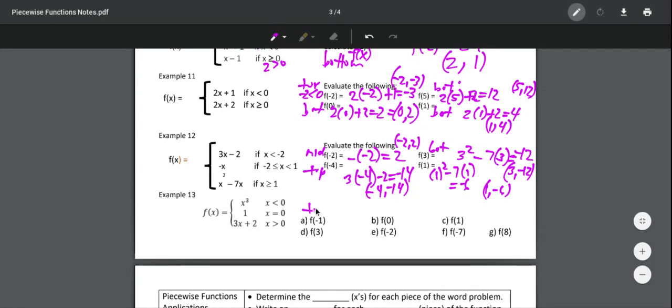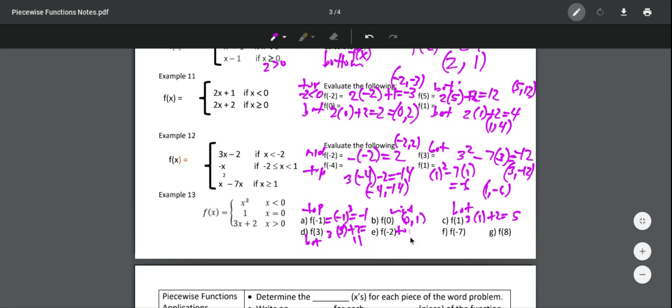So this is the top, and this is equal to negative 1 cubed, which is negative 1. This is the middle, which is the point 0, 1. This is the bottom, which is 3 times 1 plus 2, which is 5. This is the bottom, which is 3 times 3 plus 2. 9 plus 2 is 11.